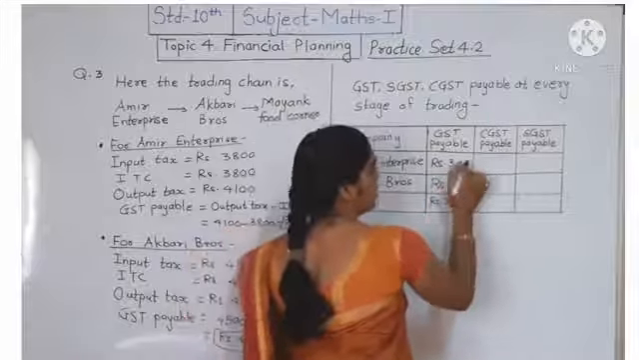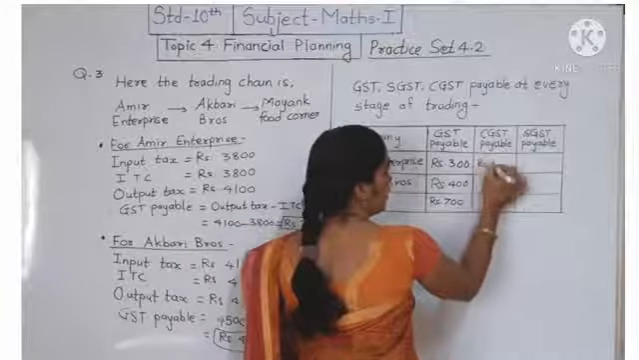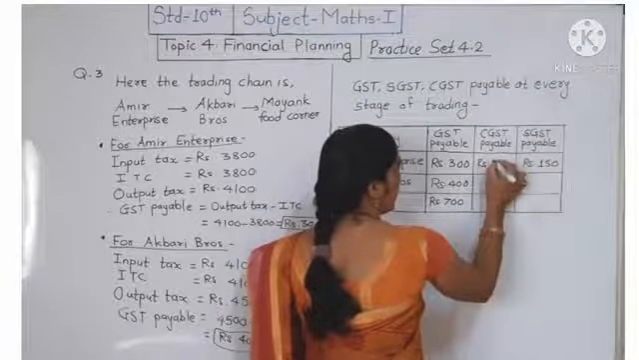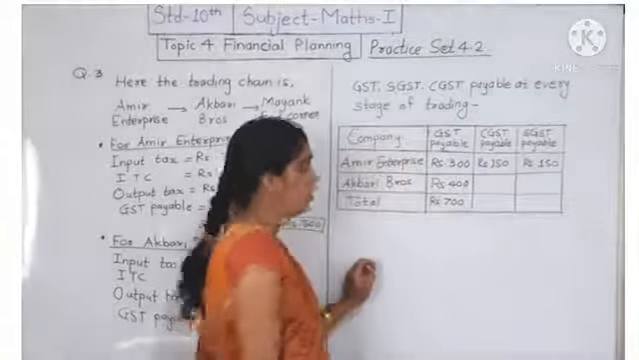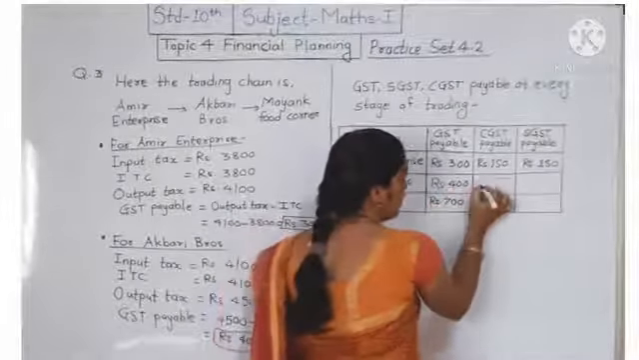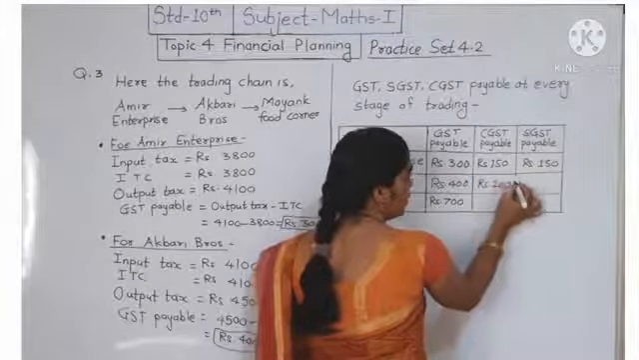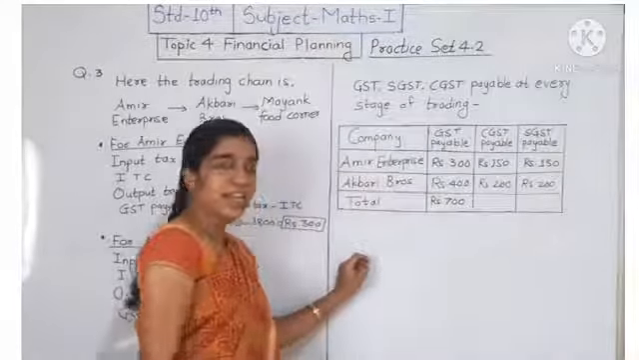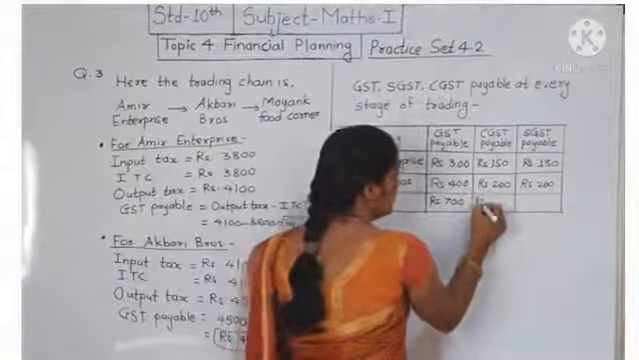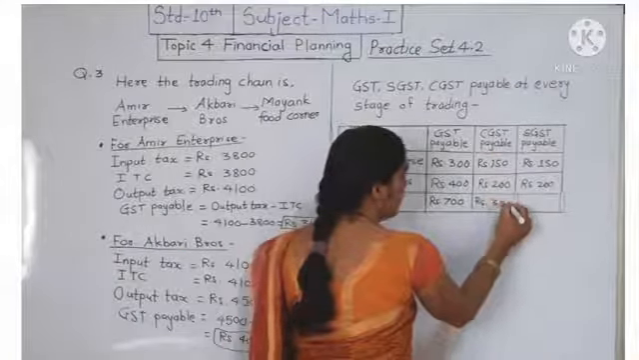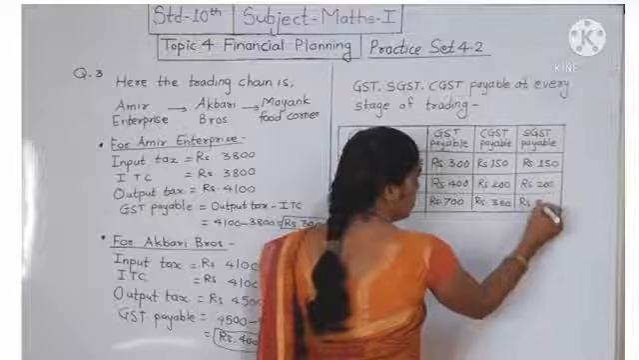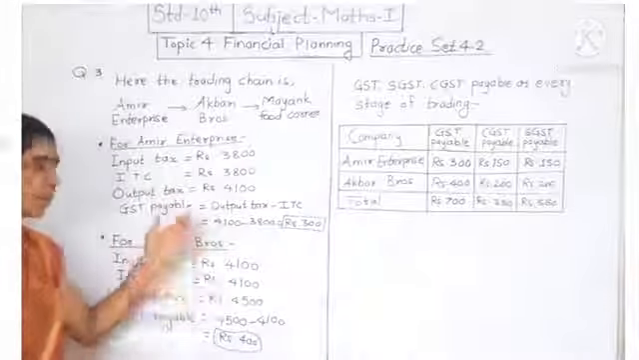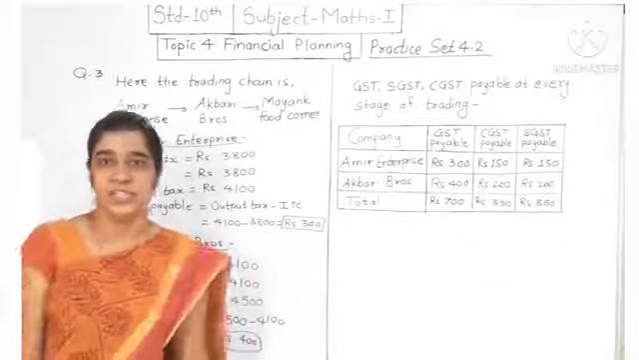CGST, half of this means rupees 150. Here also rupees 150 is the CGST and SGST. And here half of 400 is rupees 200 is SGST and rupees 200 is CGST. Total is here rupees 350 and here also total is 350. So we calculate GST payable for both as SGST and CGST.